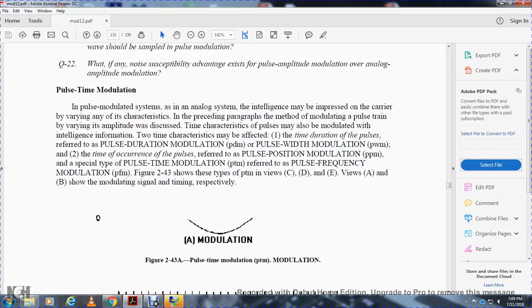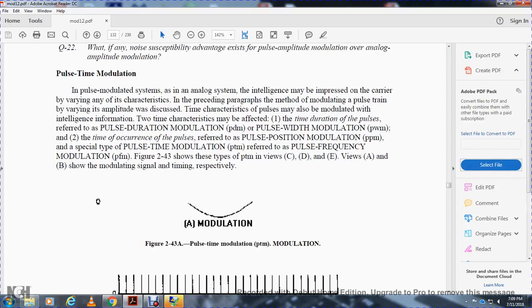The time occurrence of the pulse is referred to as pulse position modulation, or the special type of pulse timing modulation referred to as pulse frequency modulation. Figure 243 shows the types of pulse timing modulation. Views A and B show the pulse modulating signal and the pulse time respectively.